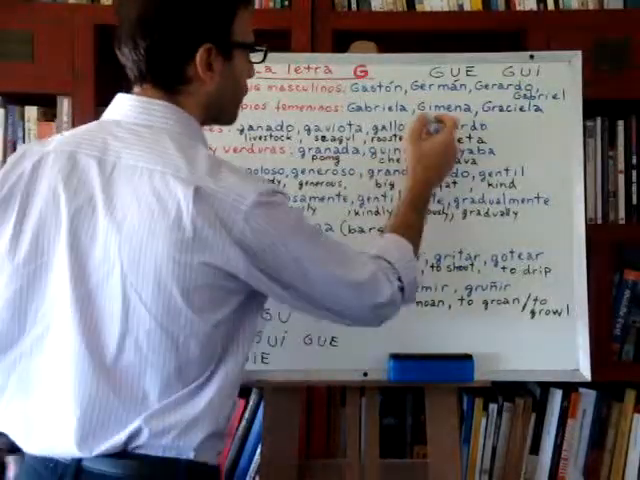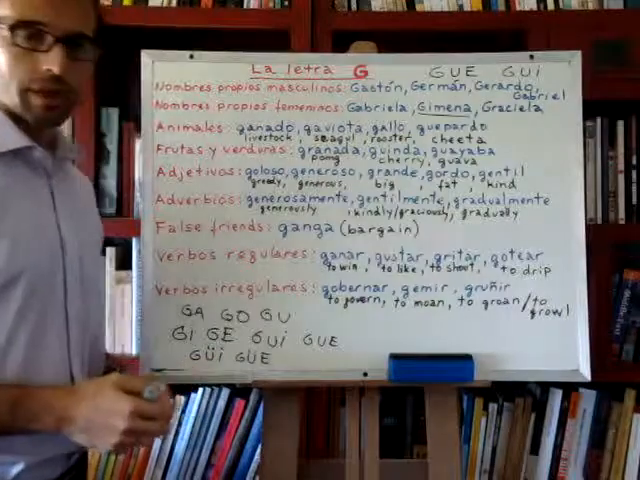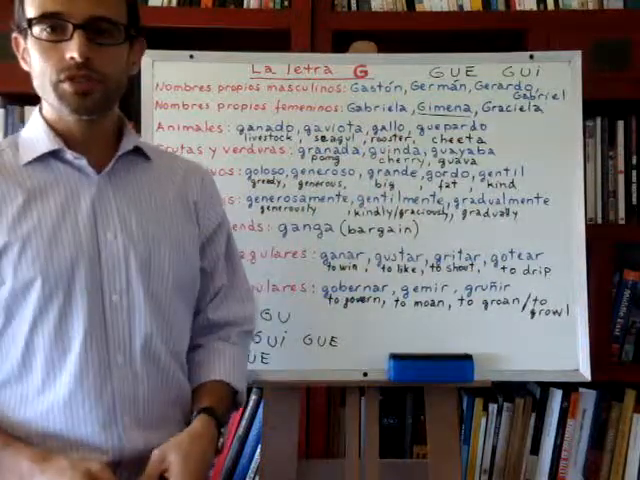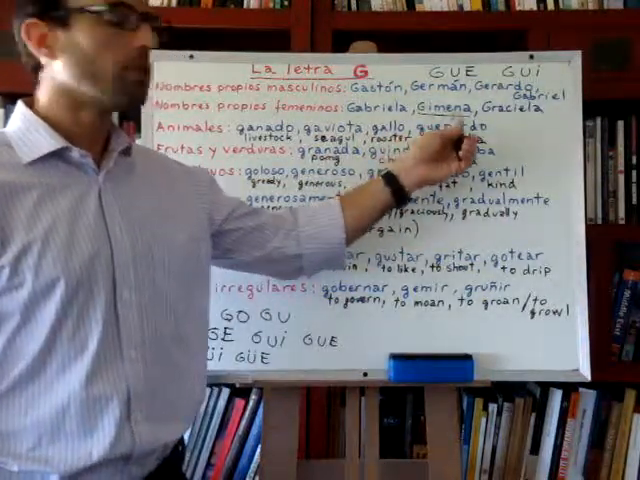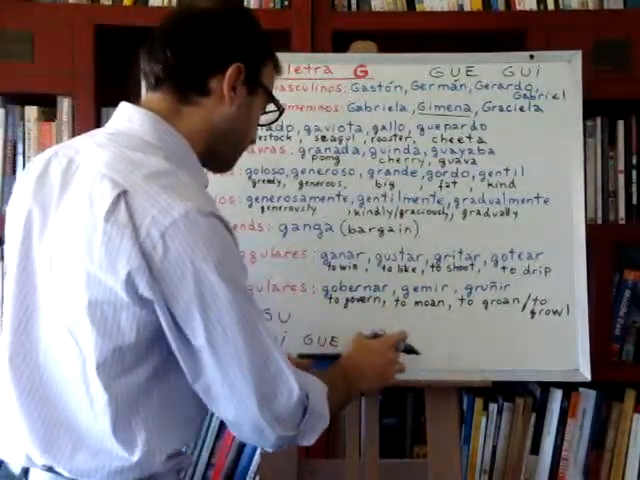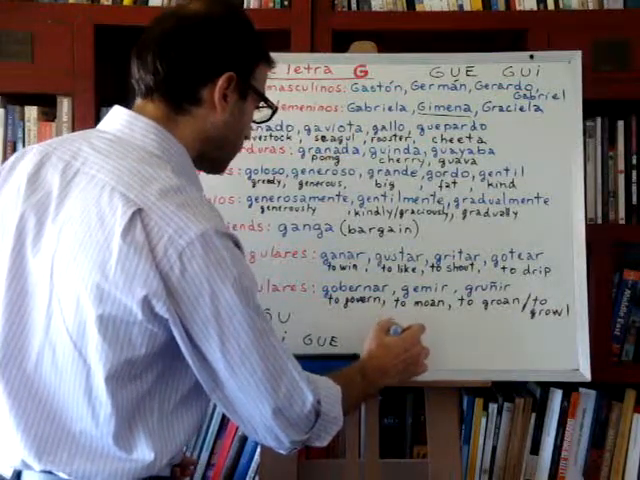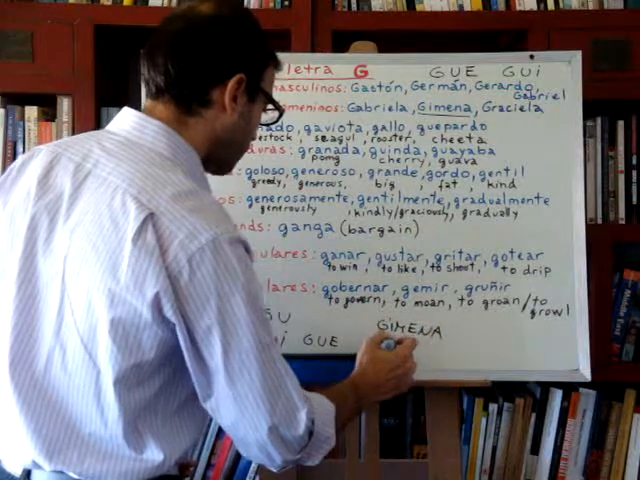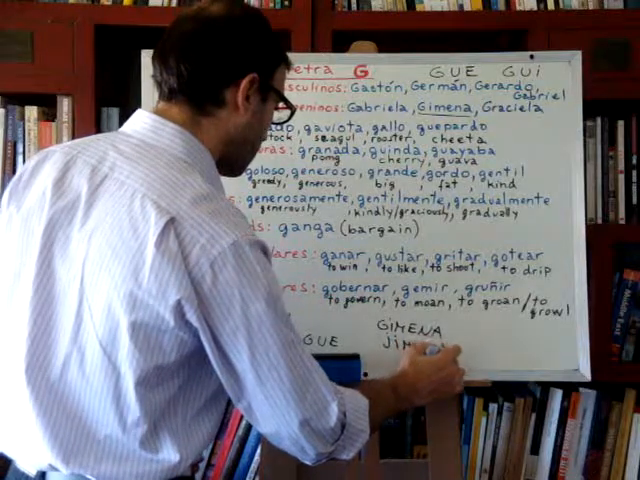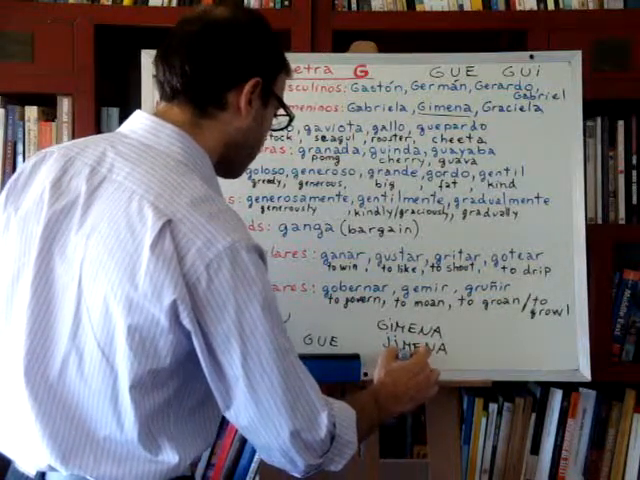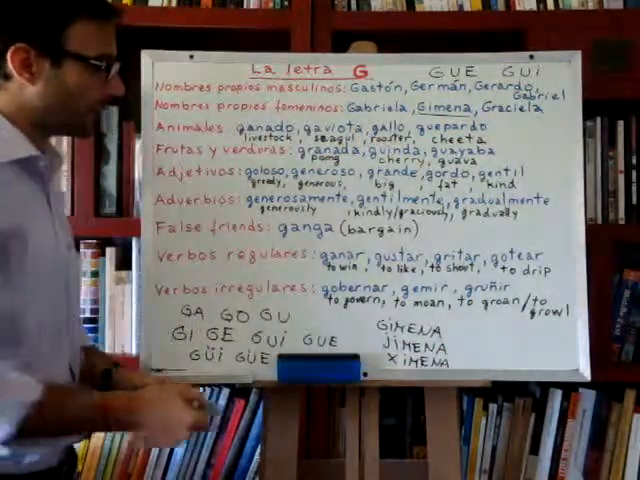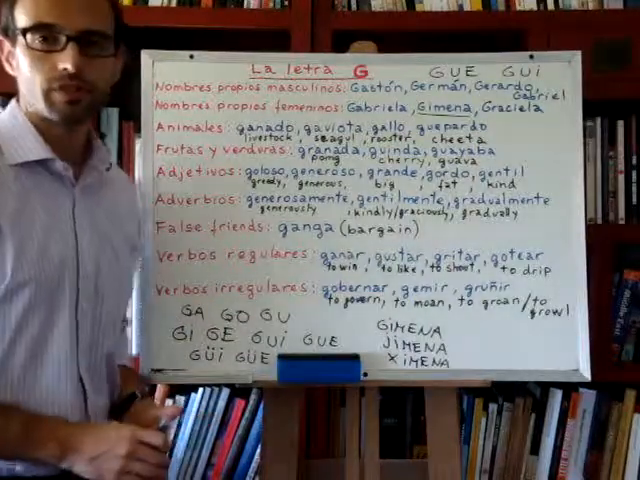Jimena. This is probably one of the most common names in Spanish, Jimena, okay? Of course, the most common one is Maria, right? But this is one of the non-religious names. But Jimena, there are three ways of writing down Jimena. You can write it down with G, as there. You can write it down with J, Jimena. And you can also find it written with X, Jimena, right? Three different ways of writing the name.